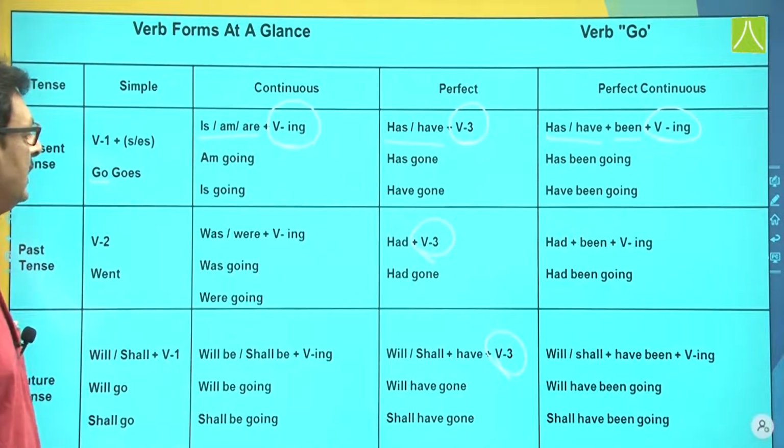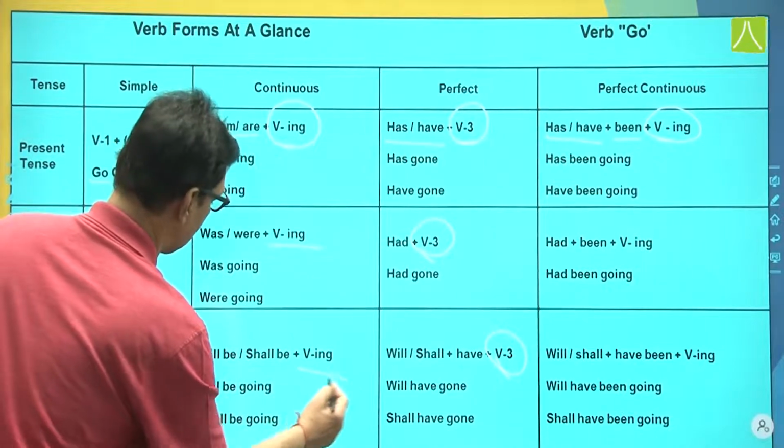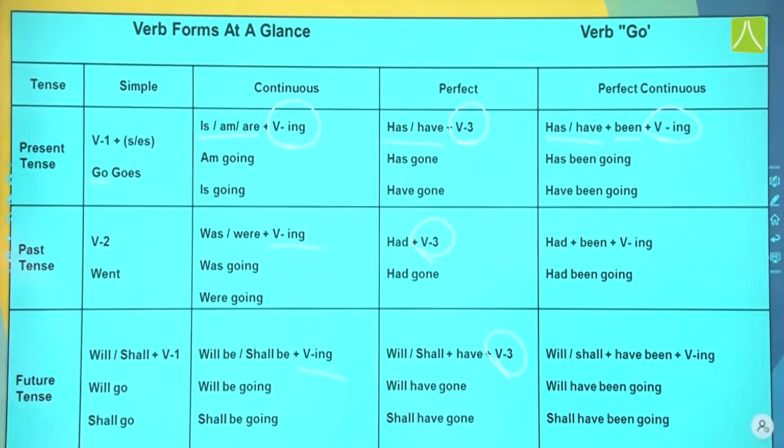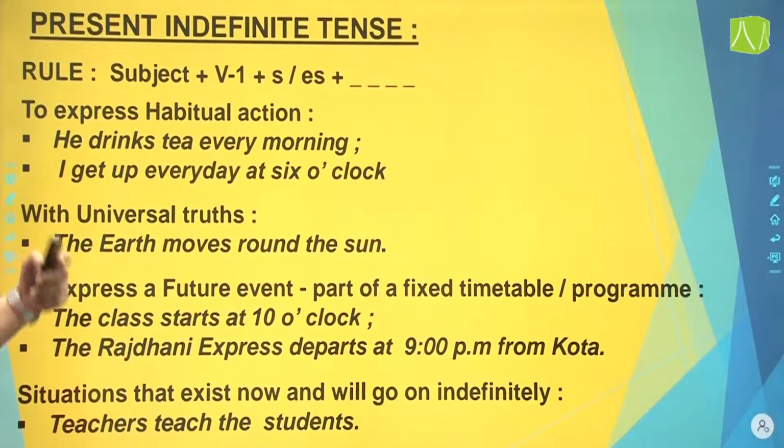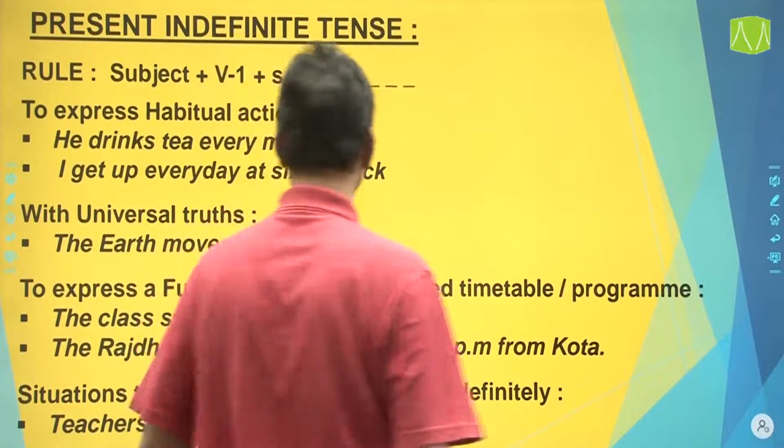We have to keep this thing in mind. And in continuous, as I told you, it will always take the ing form of the verb. So this is a chart showing the verb go with all the tenses which are there. Very quickly, we'll move on to the individual tense.